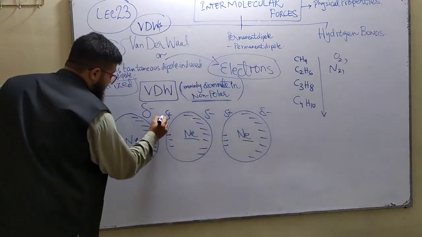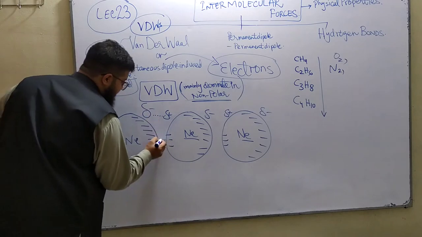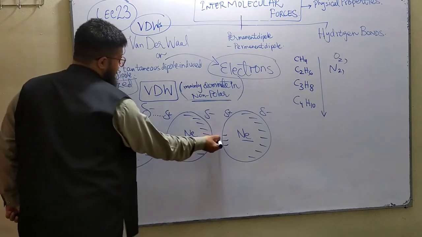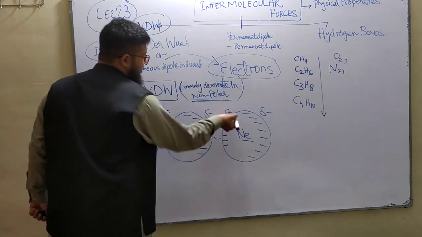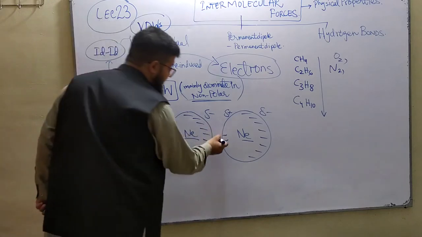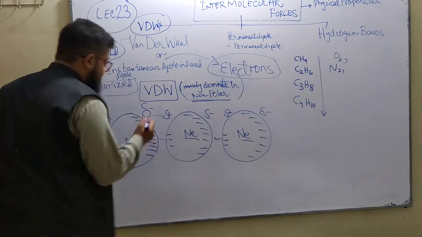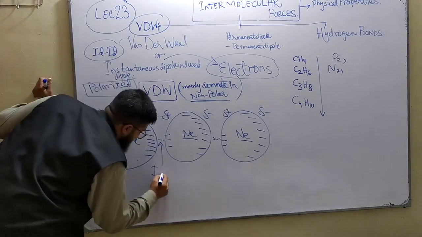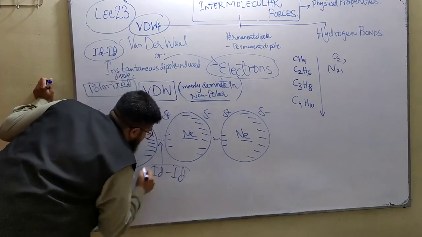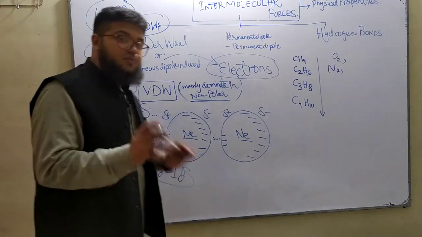Now this attraction that develops between the partial negative and partial positive poles, since they have opposite polarity, is a very weak attraction between these molecules. This attraction is known as instantaneous dipole or induced dipole interaction.